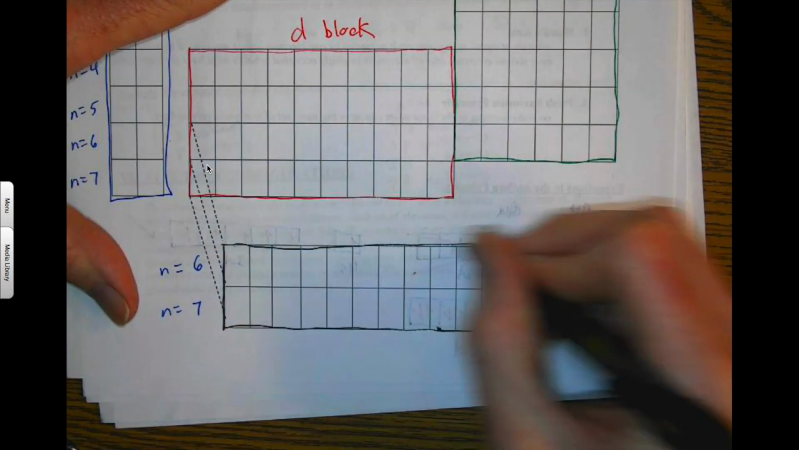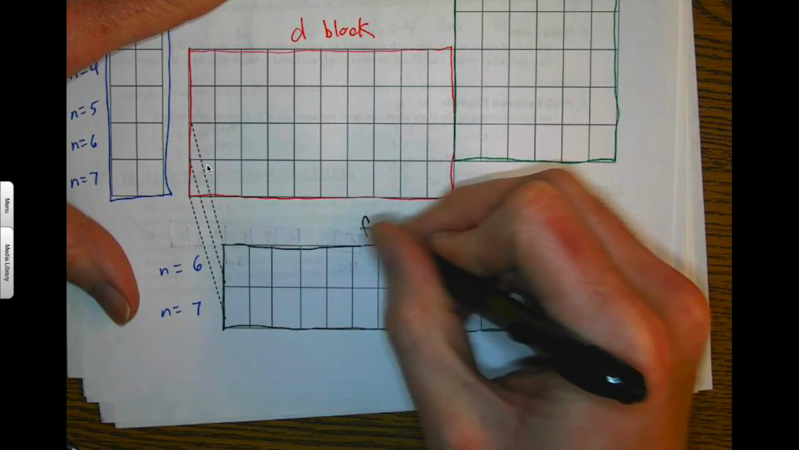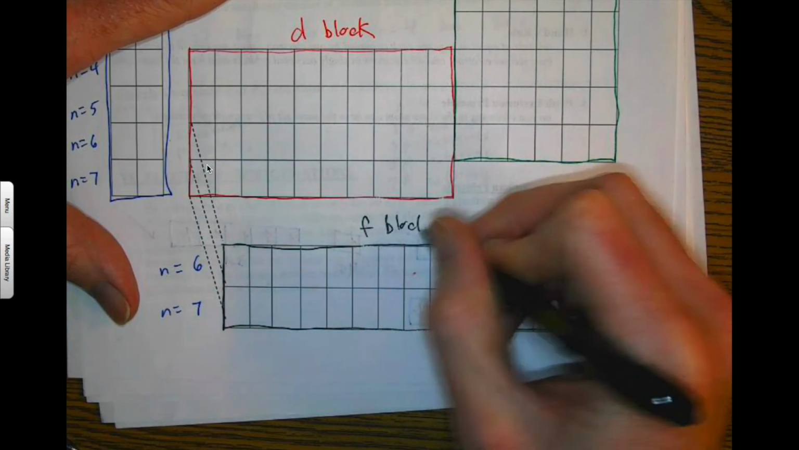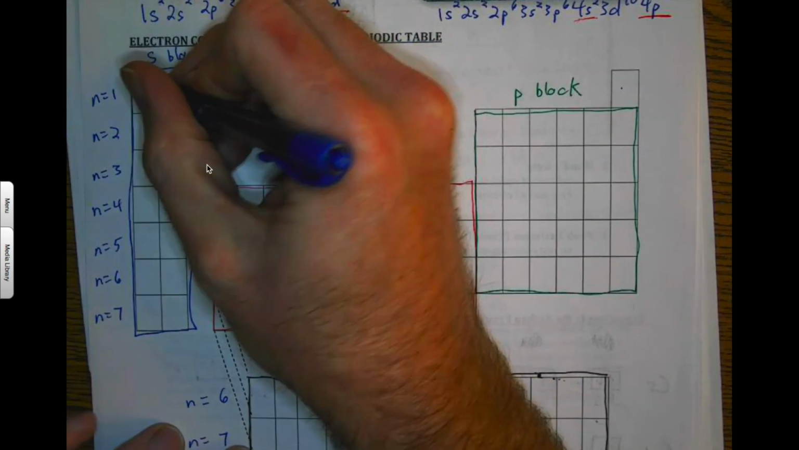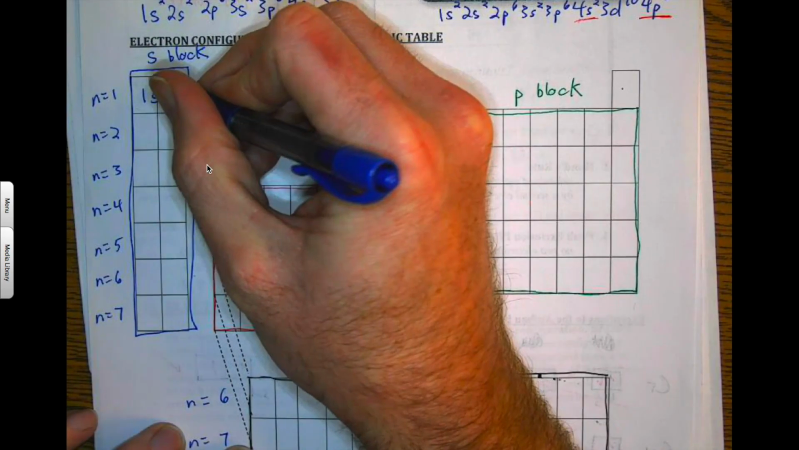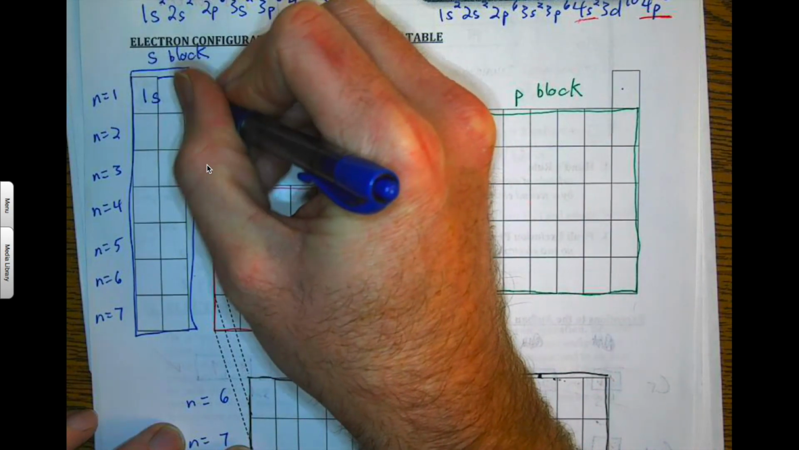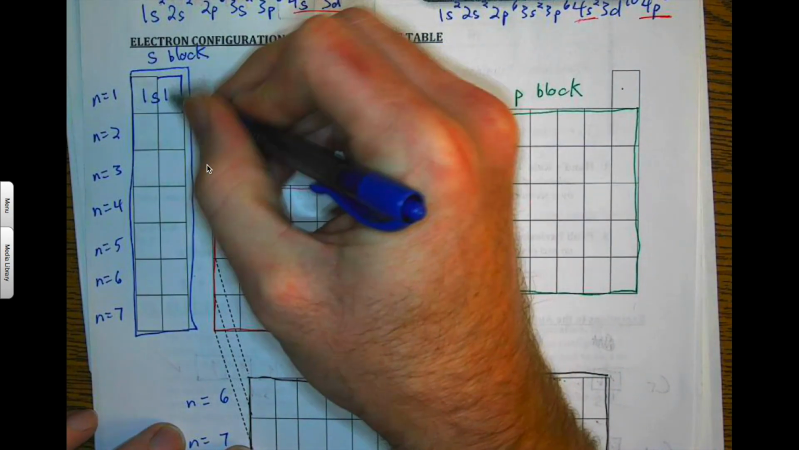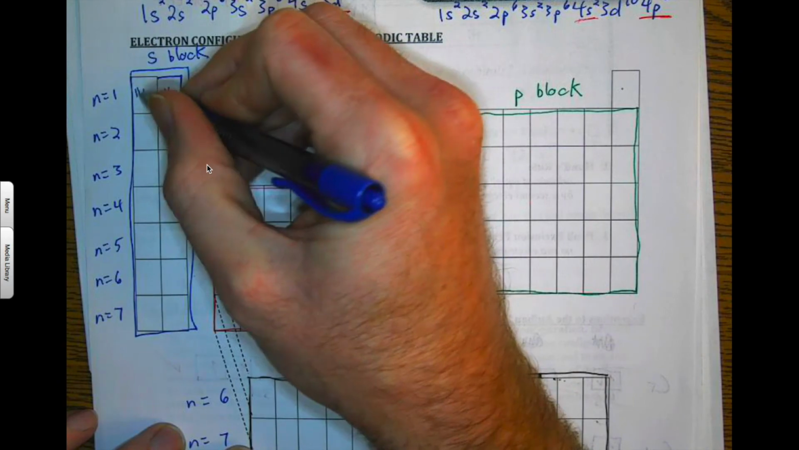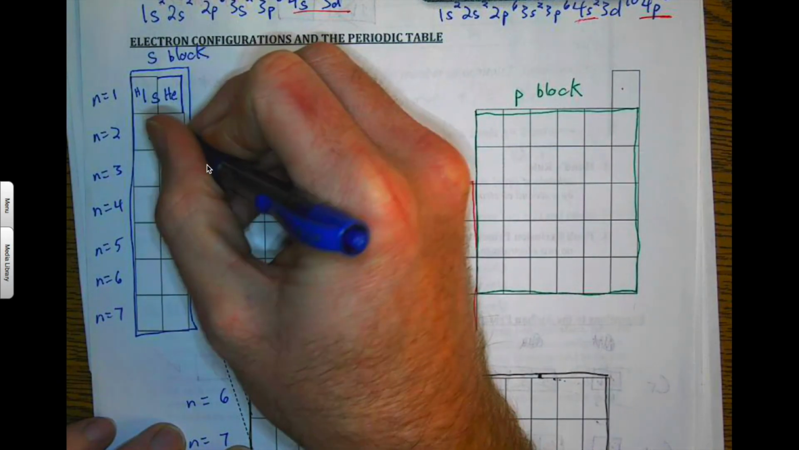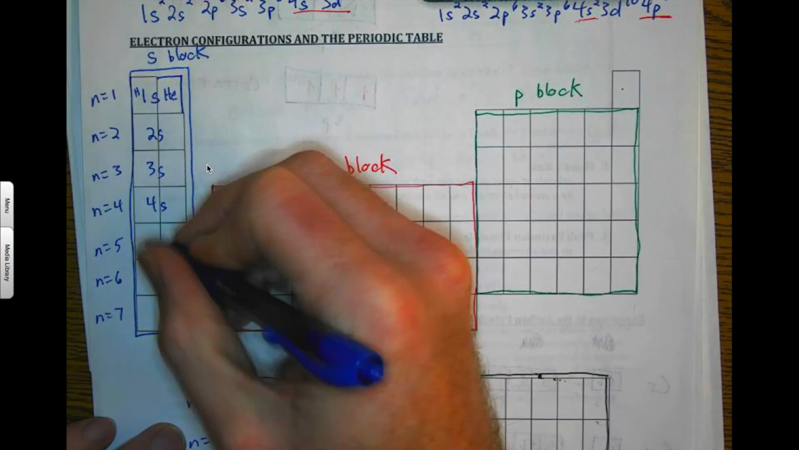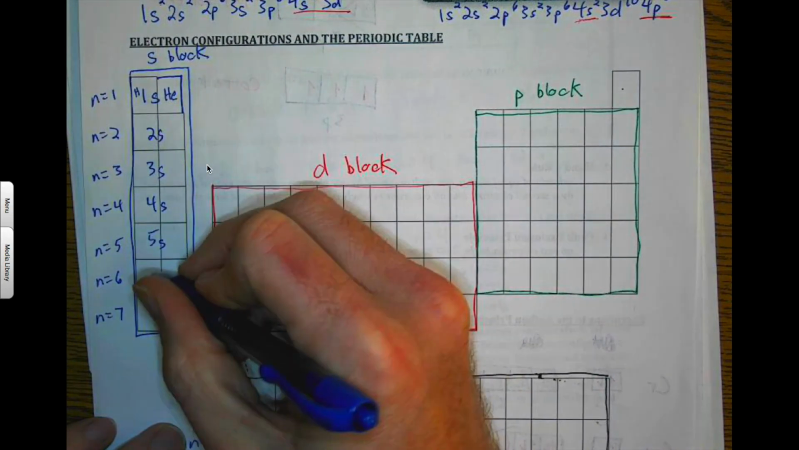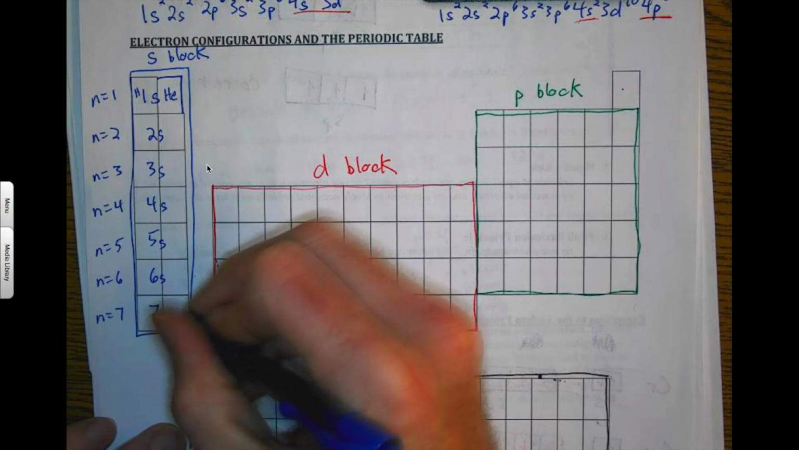So all of our f electrons are down here. You really don't have to know much about it. You just need to know that the f block is down there. So here in this row, this would be 1s. And just remember helium. We're going to draw an imaginary helium right here. Here's hydrogen. This would be 2s. This would be 3s, 4s, 5s, 6s, 7s.